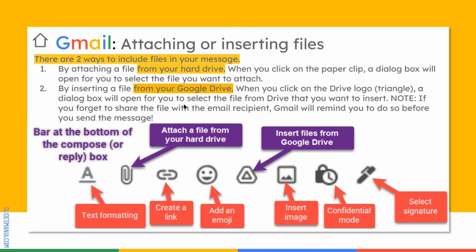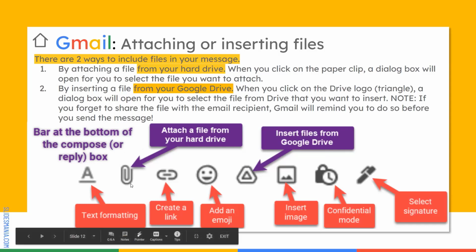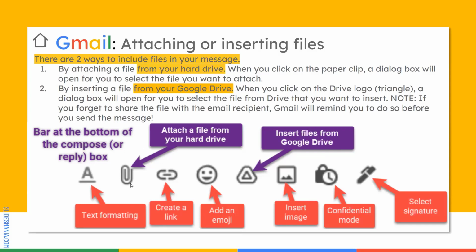You would use, and I'm going to show you where this toolbar is in just a moment, there's a toolbar at the bottom of the new message, and it's a paper clip. So it's like you're literally paper clipping this file to this message. So you can attach a file from your hard drive using the paper clip, or you can insert a file from your Google Drive. If you're someone who is using, and I sincerely hope you are, Google Docs, Google Sheets, Google Slides, you can insert the file from Google Drive, and you're not even going to mess with your hard drive at all, okay?